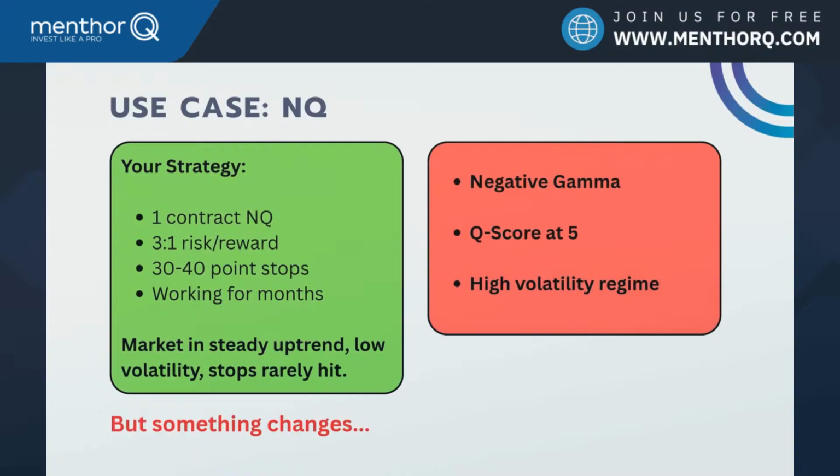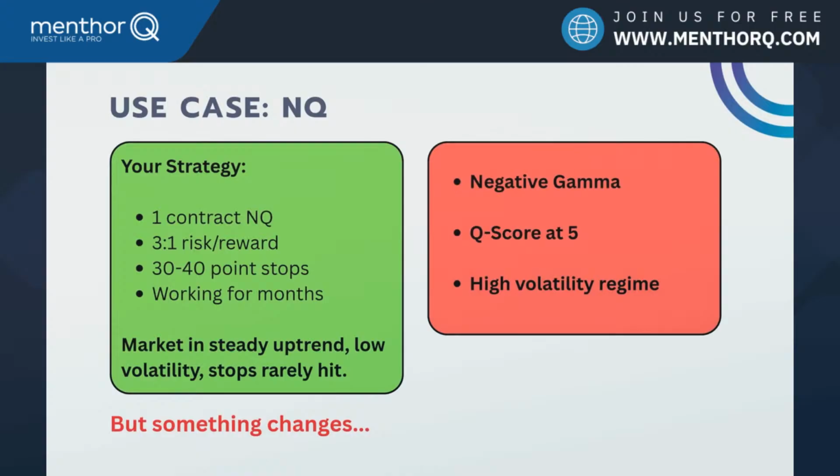And you open the MenthorQ dashboard, and suddenly the picture looks different. The market is now in a negative gamma environment. The Q volatility score is now at 5, which signals a high volatility condition. And this is very important information for you to have. And here is why. In a positive gamma regime, market makers hedge in a way that dampens volatility. So that's why your 30, 40 points maybe have worked for months, and the market has been calm and volatility has been very low. In a negative gamma regime, on the other hand, the hedging flow flips.